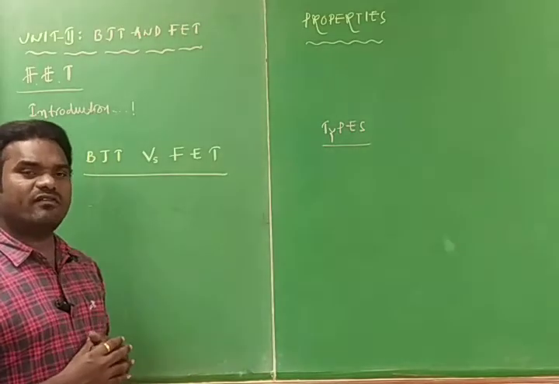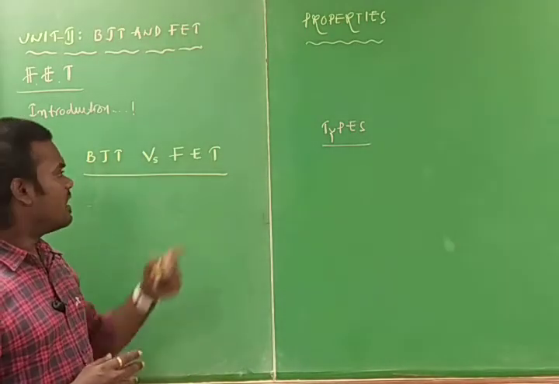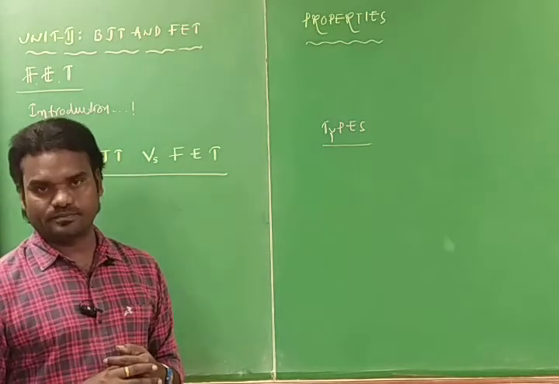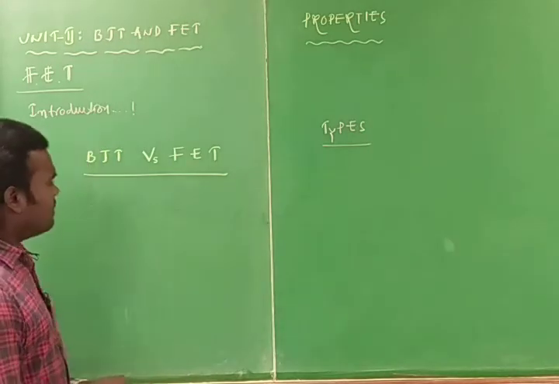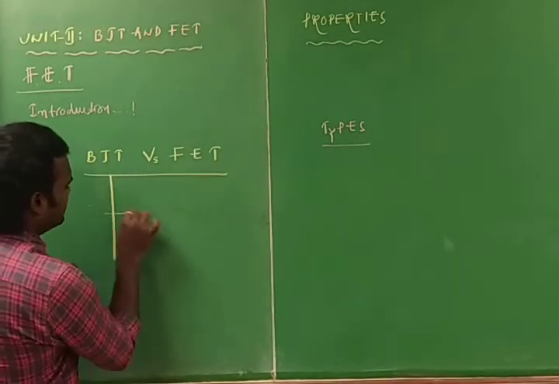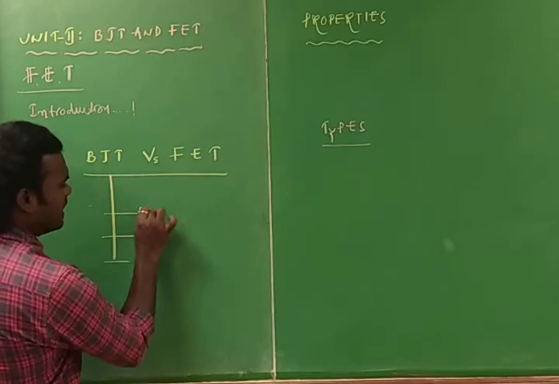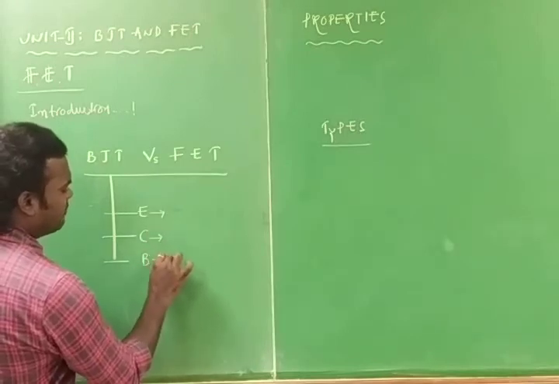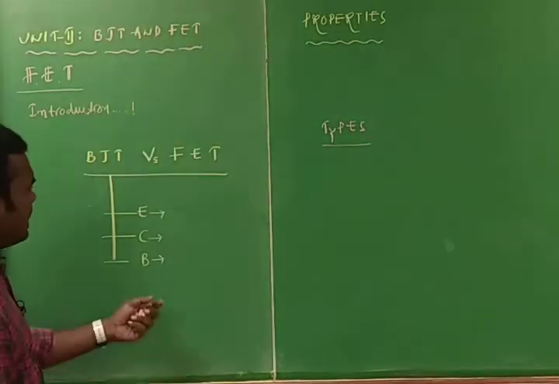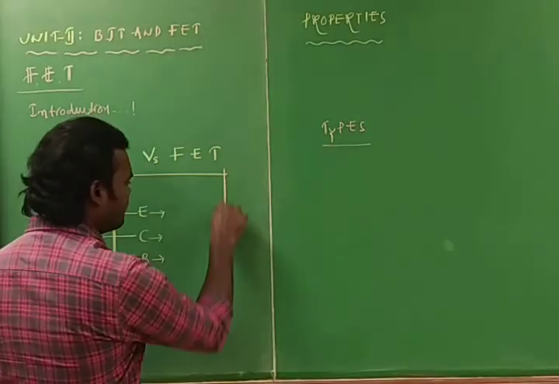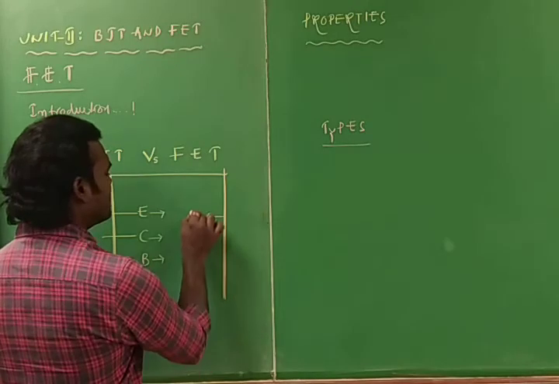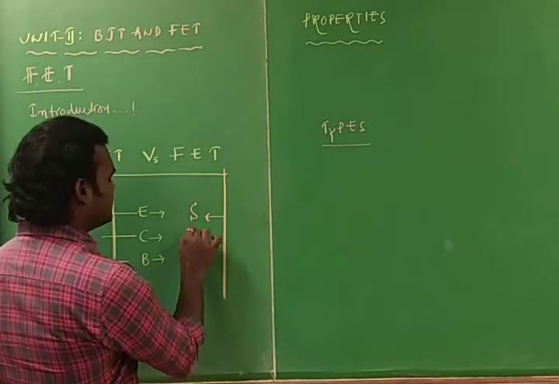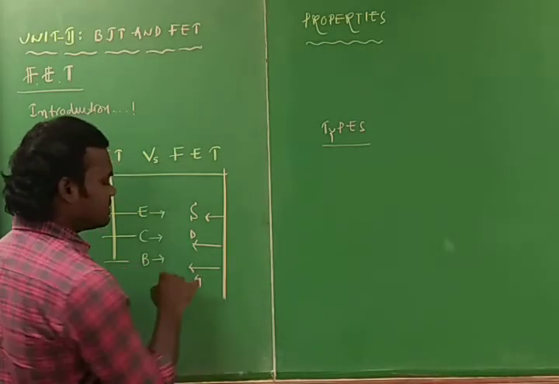As the BJT has three terminals, emitter, base, collector, the FET also has three terminals, called source, drain and gate. We know that in the BJT the emitter emits the charge carriers, the collector collects the charge carriers, and the base is a platform for the current conduction. The first terminal of the FET is the source, the next is the drain, and the next is the gate.